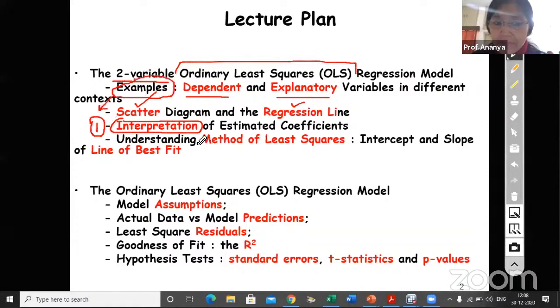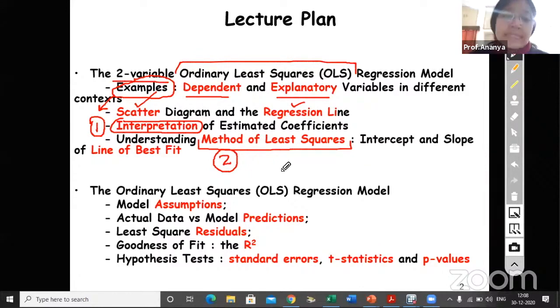Then we'll move to the understanding of how these results are actually obtained using the method of least squares. So that's the second thing that we're going to do. The third thing that we're going to do is then unpack the least squares model using Excel. So I'll run a very brief regression in Excel. I've already run it actually. I'll share it with you and we'll see how these coefficients are actually obtained.